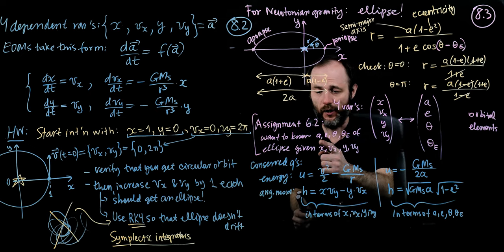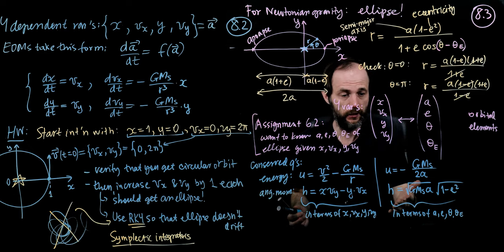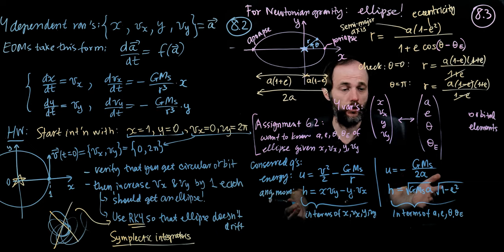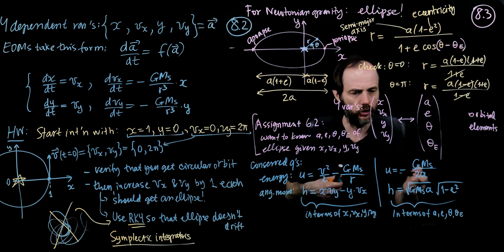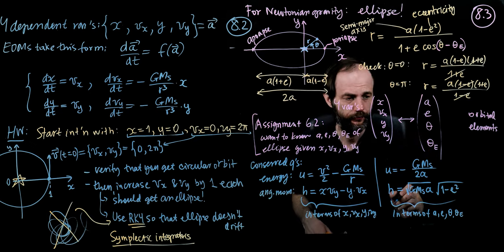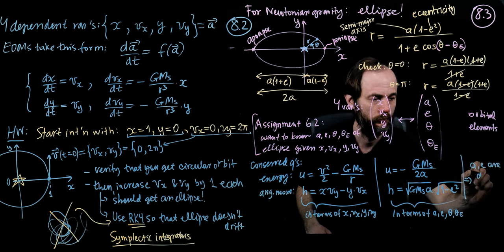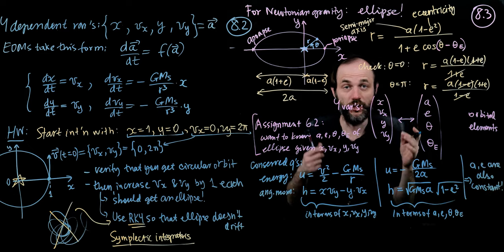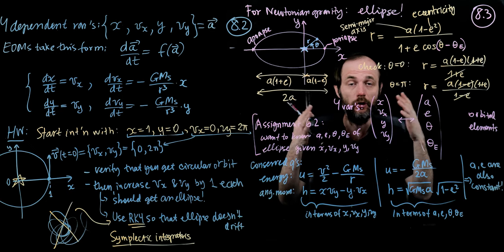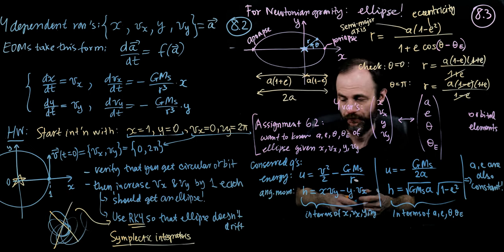And because our energy and angular momentum are constants, they are conserved, it turns out that both A and E will be conserved as well. Of course, the mass of the star doesn't change. So that means that A and E are also constant. Which is really cool. It means that there are a lot of things that don't change, which makes it easier for us to understand how the system works.